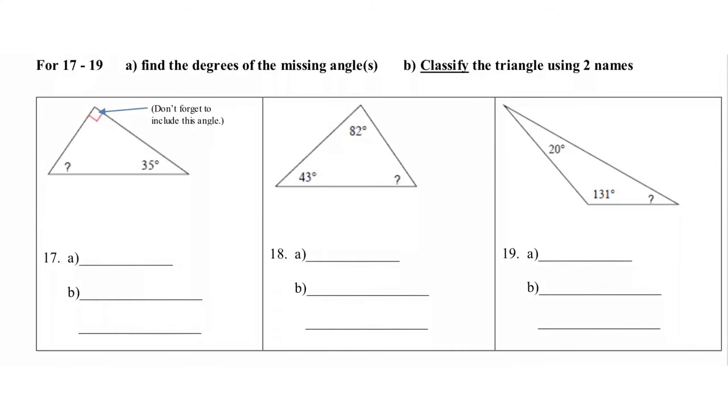For these final 3 problems, each of them is worth 2 points. There's an A and a B. So for A, you're supposed to find the measure of the missing angle. So that'll be a number. For part B, you have to classify the triangle using 2 names. For instance, acute equilateral or something like that. Triangle doesn't count as one of the names, so you have to label it 1 name for the angles and 1 name for the sides.